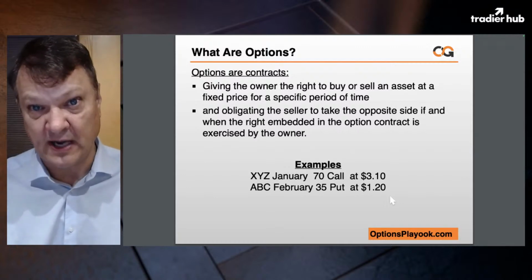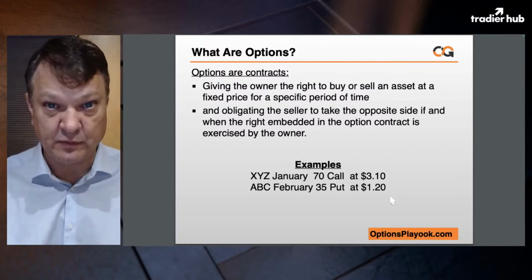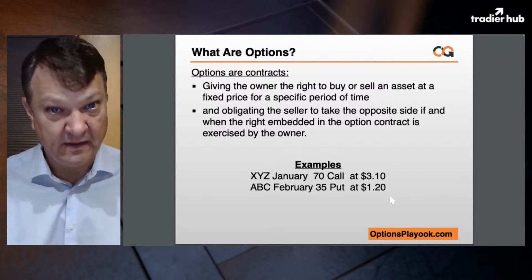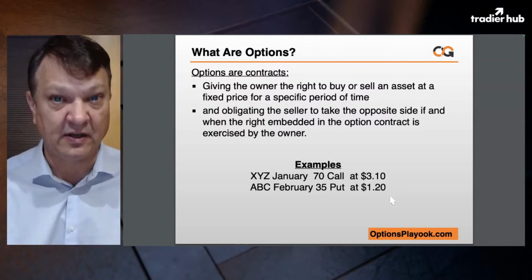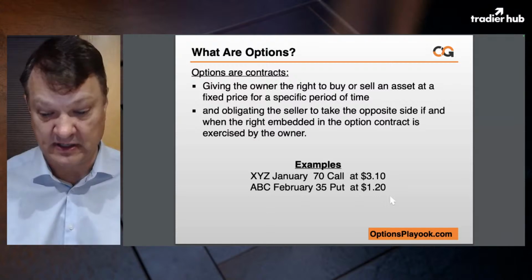On most option contracts, when they first were written, they expired on the third Friday of the month. Now we have options that expire basically every week and sometimes even every day.